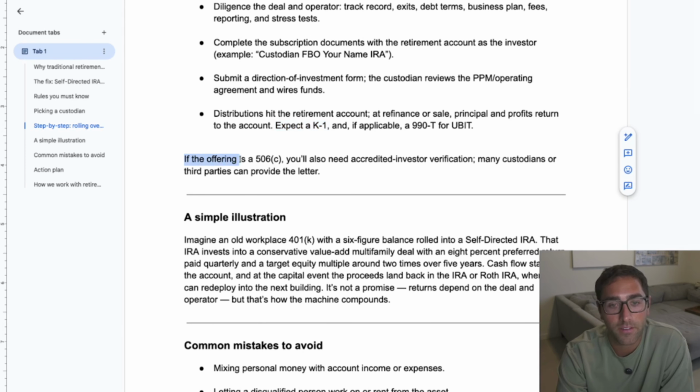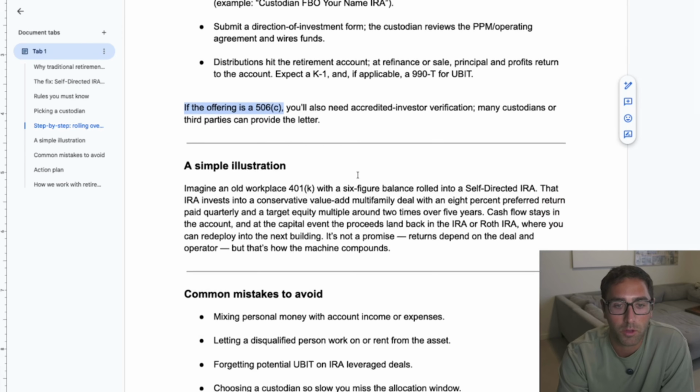So yeah, and then if the offering is a 506C, which we have at Red Brick Equity, you'll also need accredited investor verifications, which we will help you with as well.